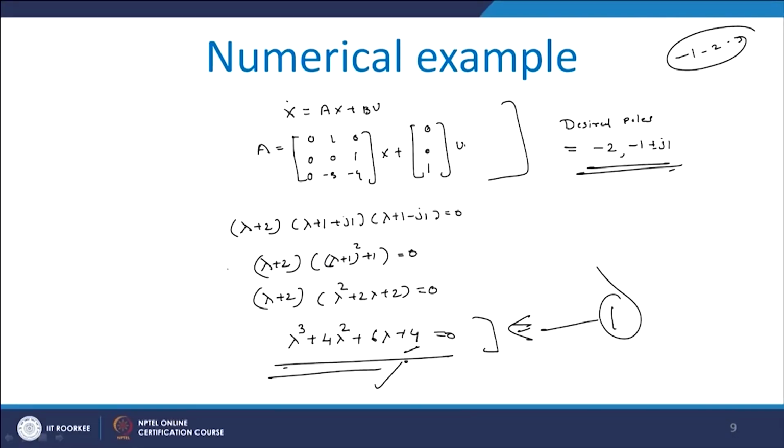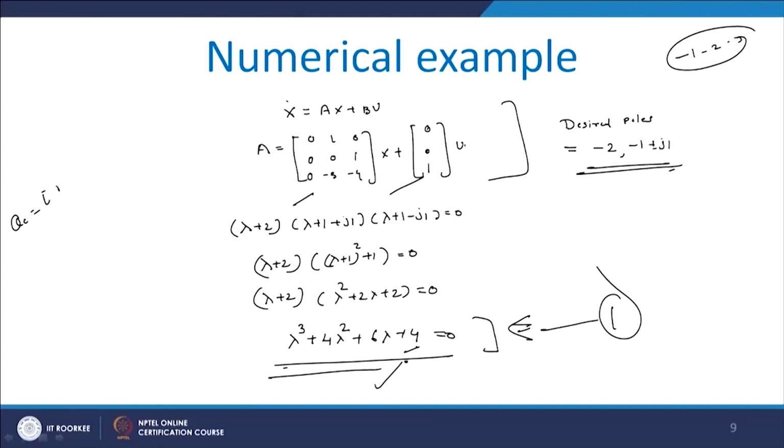Therefore, we require some alternative method by which we can design a controller. That is our next aspect: how to design a controller when the given system matrix is in a general form. The other most important point is that whenever we design a controller, we have to check the controllability and observability of the system. For controllability, we have to determine B, AB, A square B.